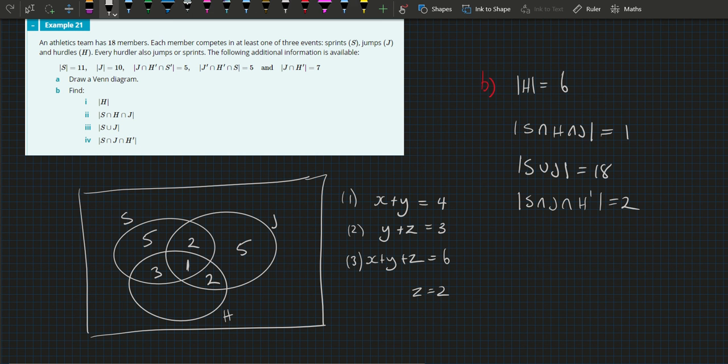And I'm just going to double check. How did I get that 2 at the start? I knew that this was 5. The J, this one here was 5. And I knew that this one was also 5. And I knew that jumps not hurdles, so that had to be 2. That's already, I knew where it was 2. So the intersection of jumps and not hurdles, okay, that's why I knew that was 2 already. Okay, so that's all of it.